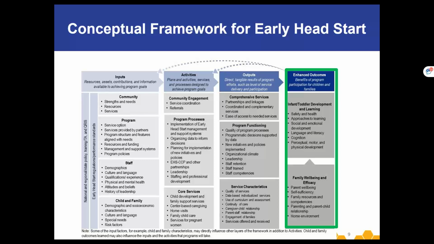Some of the input factors may directly influence other layers of the framework. For example, the input of child and family characteristics are also associated directly with child and family outcomes. Data on child-family outcomes that programs gather also influence the inputs and activities that programs perform, as shown by the dashed arrows on the top of the figure. The planning group identified many more pathways in the conceptual framework than can be studied in Baby Faces.